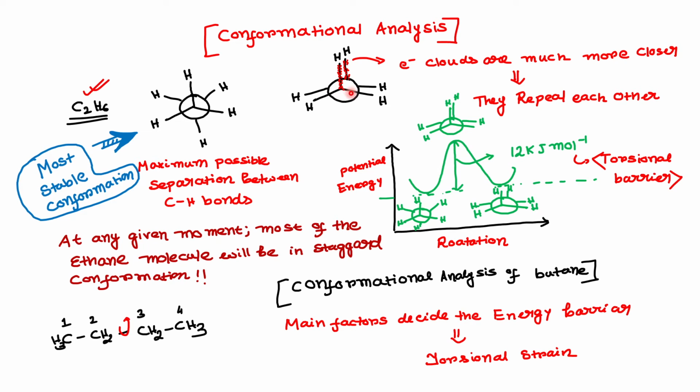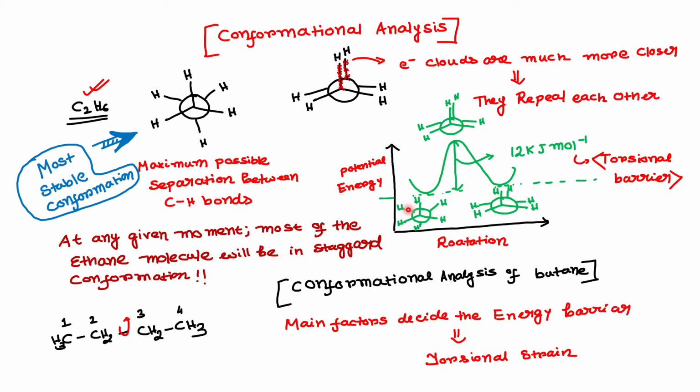So the main difference between the staggered conformer and the eclipsed conformer of ethane occurs due to this electronic repulsion factor. Let's see how it looks in the potential energy diagram. In the staggered conformer, the electronic repulsion factor is not there, so its energy is very minimum. You can see this is the minimum energy.